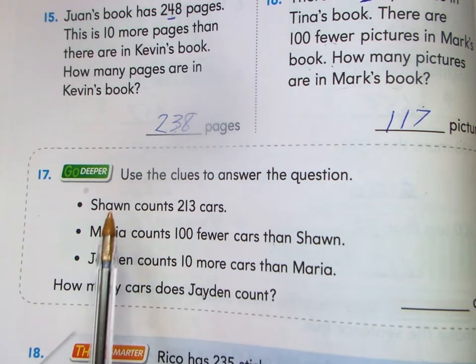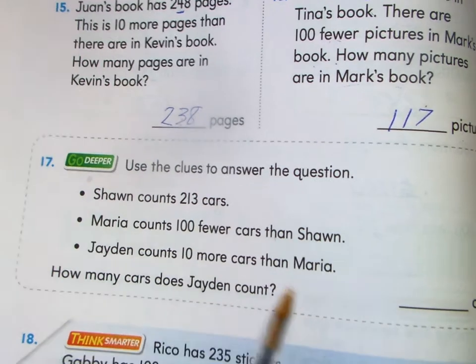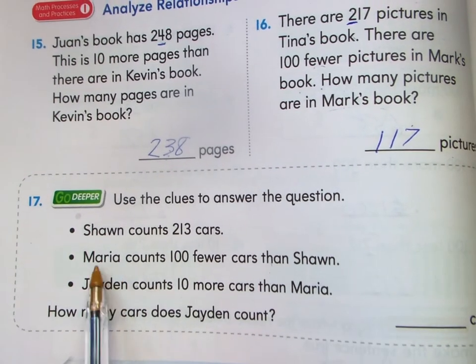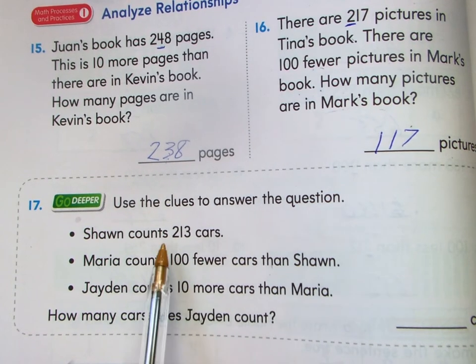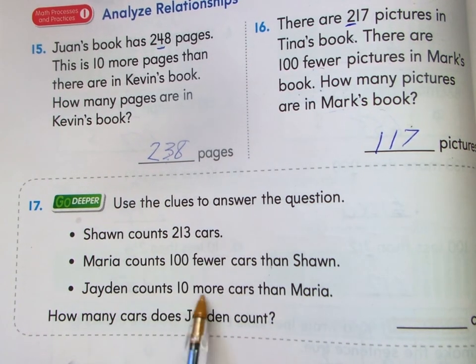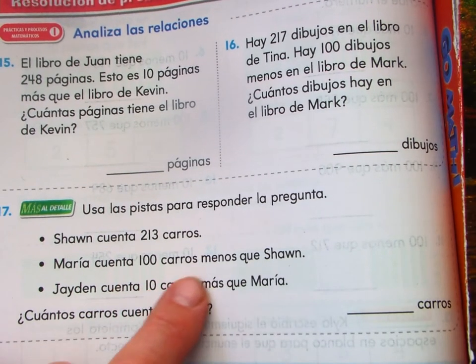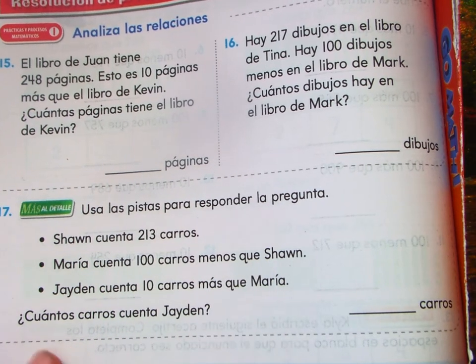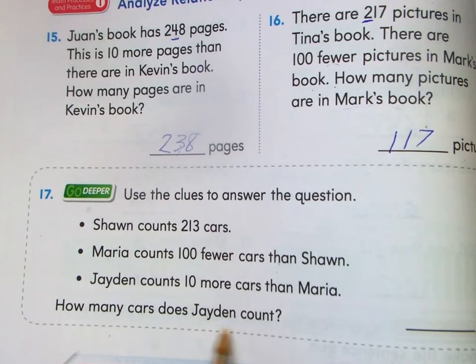Let's see. Sean counts 213 cars. Sean cuenta 213 carros. Maria counts 100 fewer cars than Sean. Jaden counts 10 more cars than Maria. Maria cuenta 100 menos carros que Sean. Jaden cuenta 10 carros más que Maria. ¿Cuántos carros cuenta Jaden? How many cars does Jaden count?